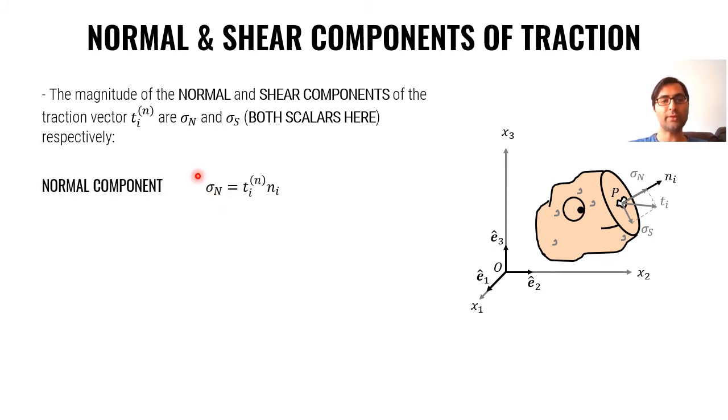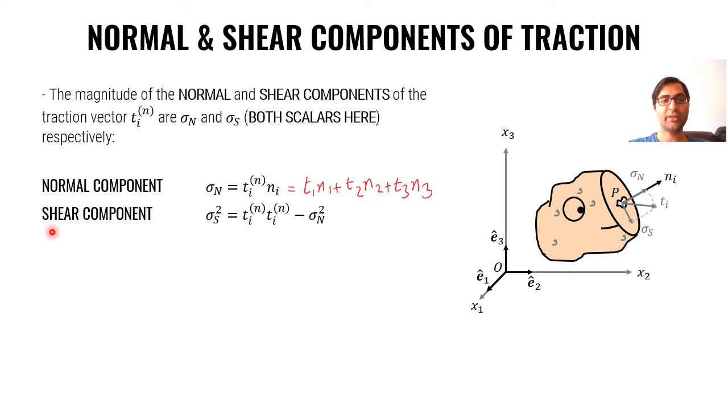The normal component is simply the traction vector inner product with the surface normal vector. It's simply equal to T1 n1 plus T2 n2 plus T3 n3, and it's a scalar. The shear component, we find from a trigonometric relation. It becomes sigma s squared equal to the inner product of the traction vector with itself, basically the magnitude of the traction vector squared, minus the normal component to the power of 2.